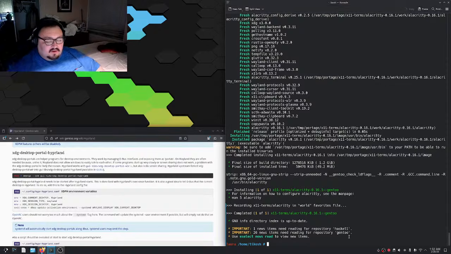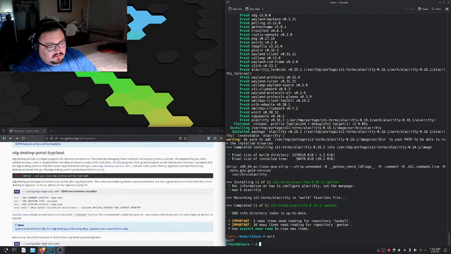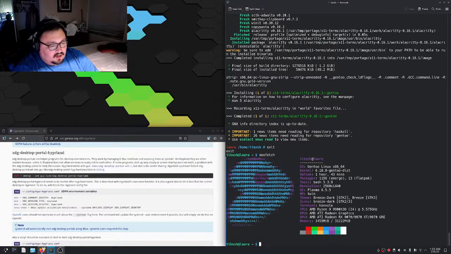That's the beauty of having a high functioning computer. These are my specs.